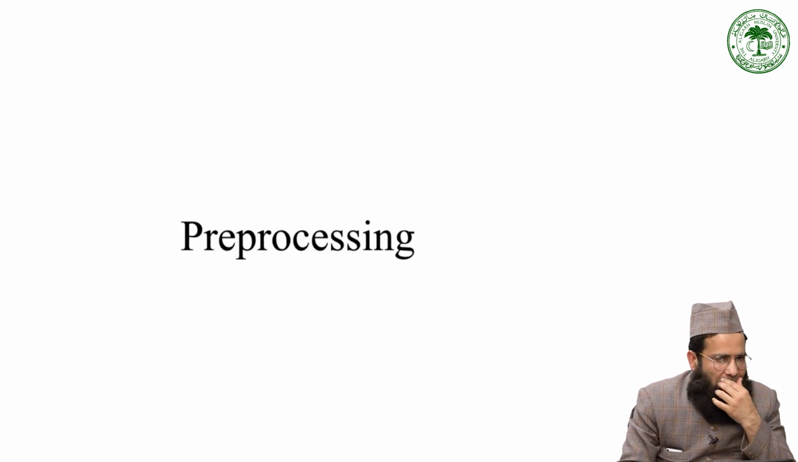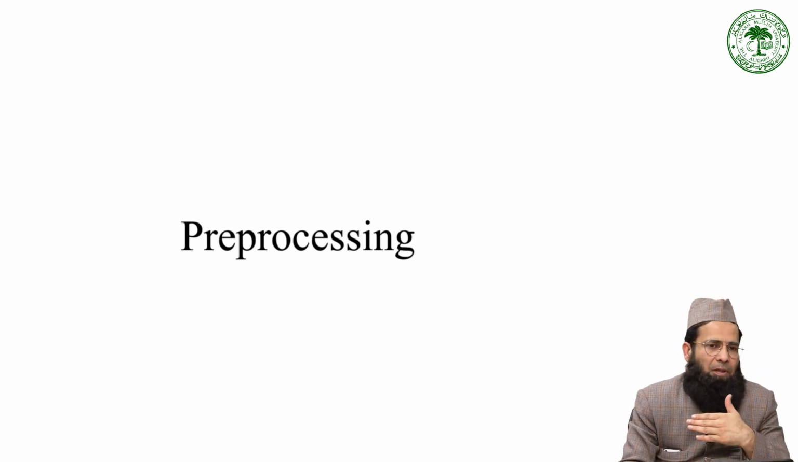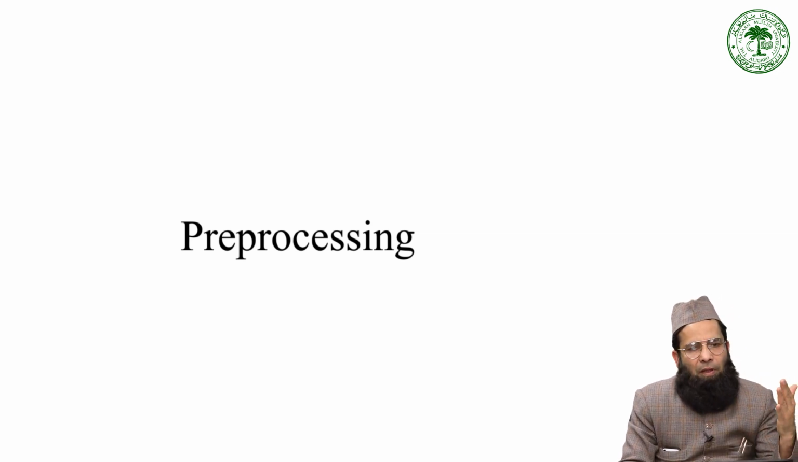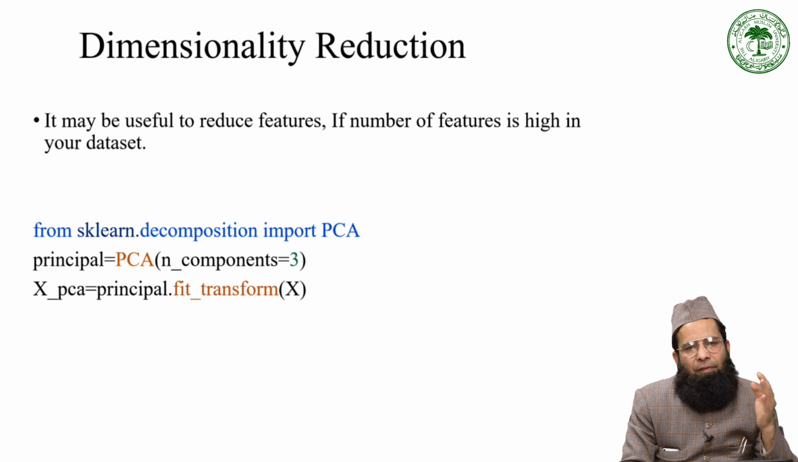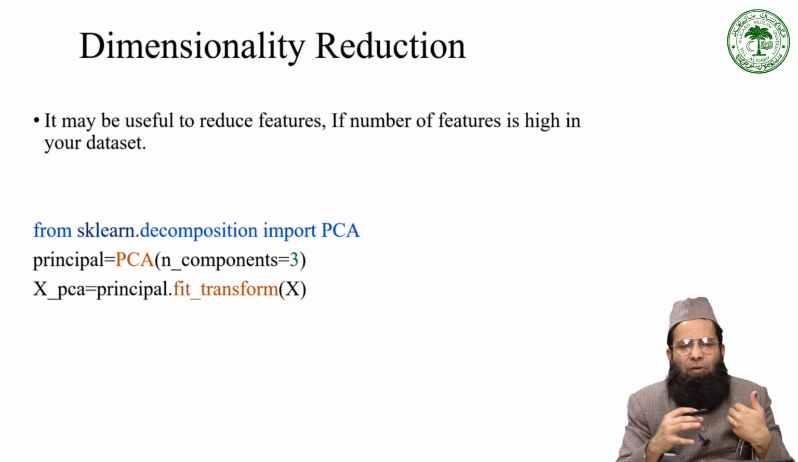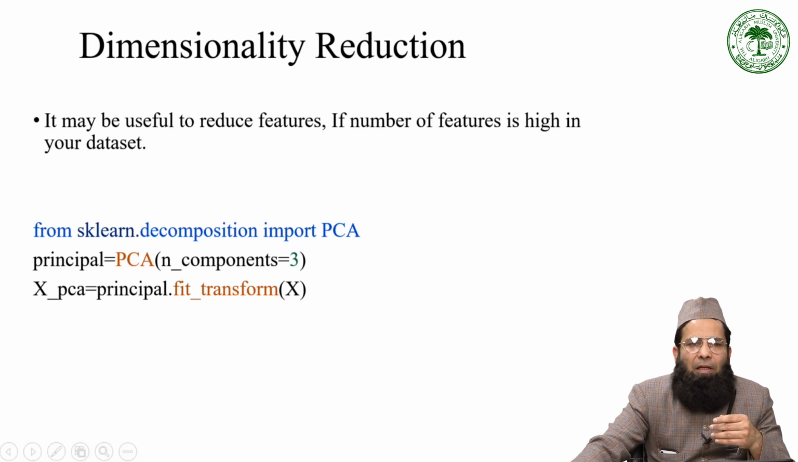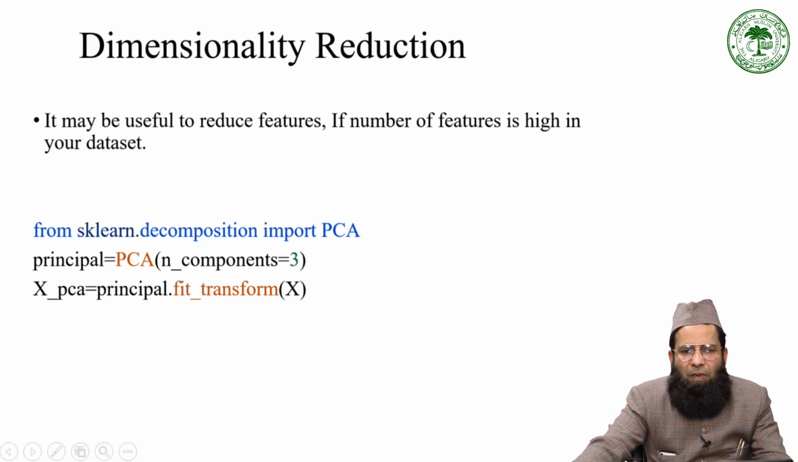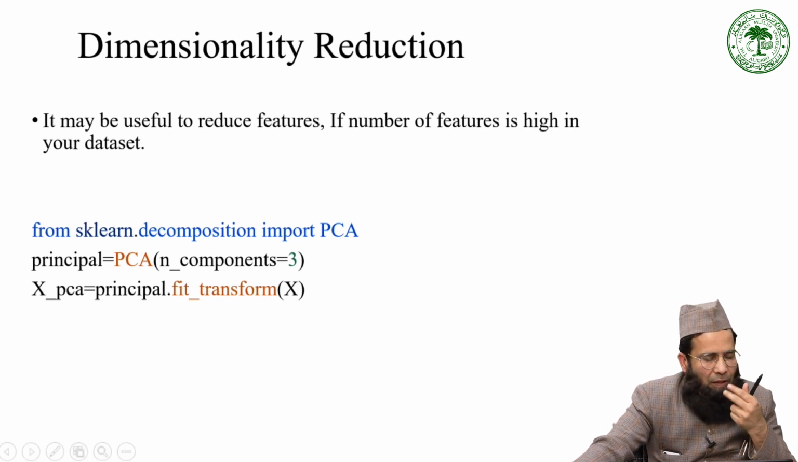Now come to pre-processing. Sklearn has support for different types of pre-processing activities. The very first that we'll discuss here is dimensionality reduction. It may be useful to reduce features if the number of features is high in your dataset. So let's say the dimensionality of your data is very high. In this case, you can utilize the functionality of Sklearn.